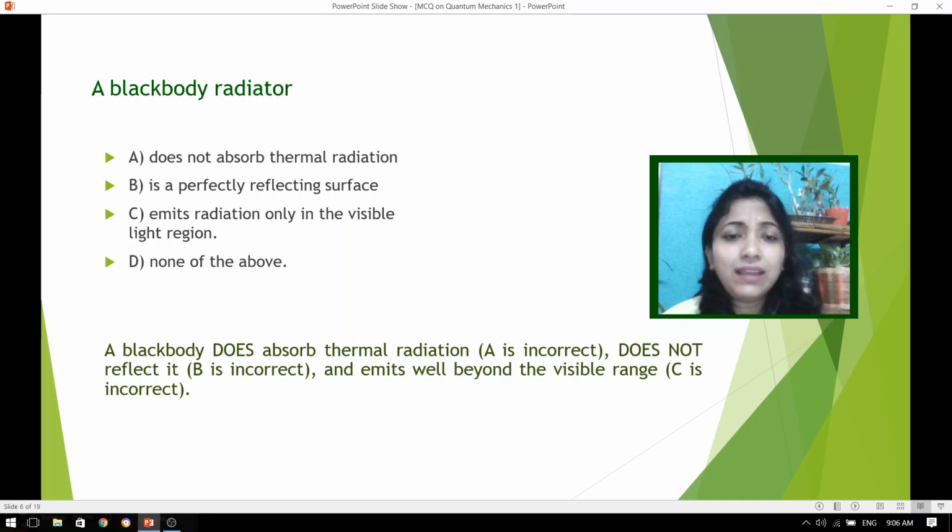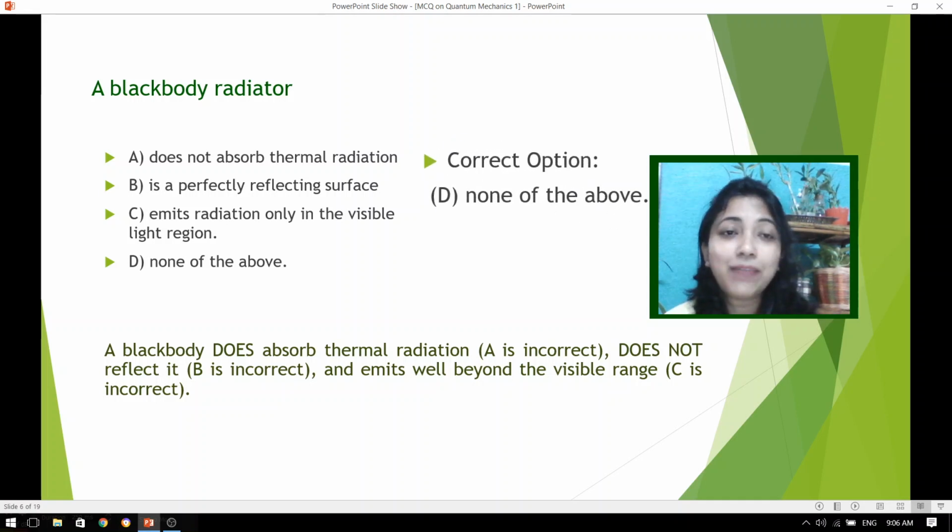As well as that, it does emit well beyond the visible range. It emits infrared, it emits ultraviolet, it also emits in almost the entire spectral region. So option C is also not correct, and hence we are left with the last option as our correct answer, which is none of the above. So a black body radiator does not follow either A, B or C, and hence the correct option is D.